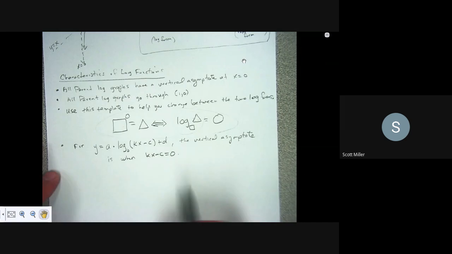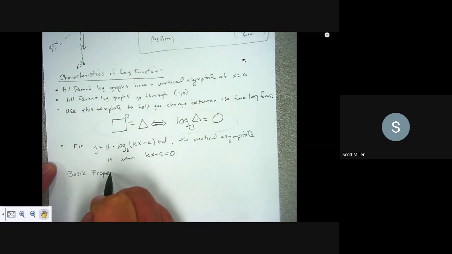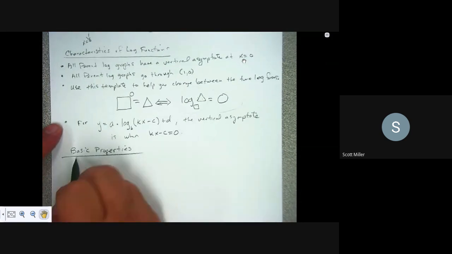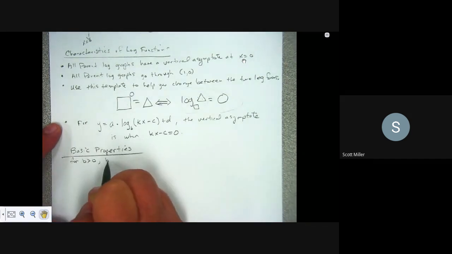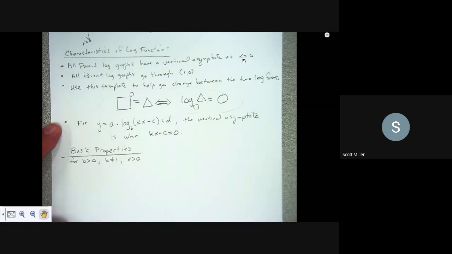Logs have some basic properties we want to talk about. These properties will allow me to simplify some expressions and things like that. So we want to make sure we know them and are familiar with them. So our basic beginning here: b has got to be bigger than 0, b cannot equal 1, and x has to be greater than 0. Your basic standard starts for talking about logs.